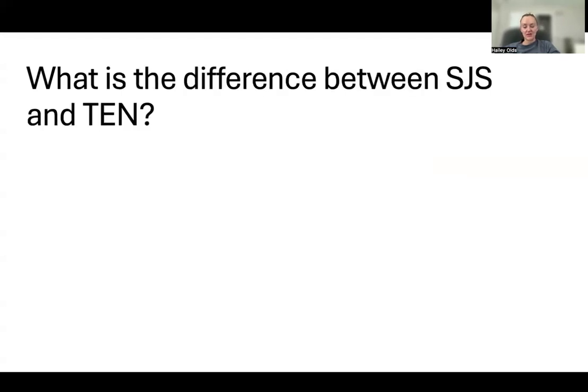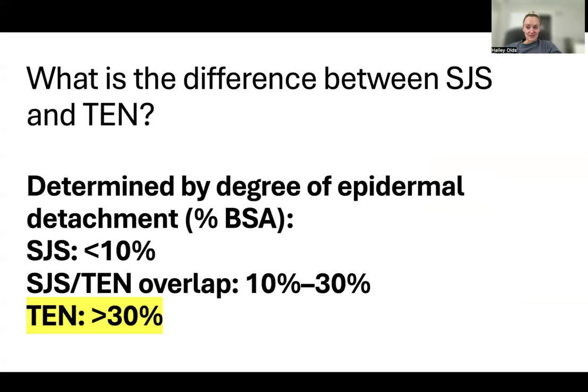What's the difference between SJS and TEN? So it has to do with body surface area. So SJS is less than 10%. SJS/TEN overlap is 10 to 30%, and TEN is greater than 30%. And this is not necessarily the body surface area involved with the rash, but it's the body surface area with epidermal detachment.